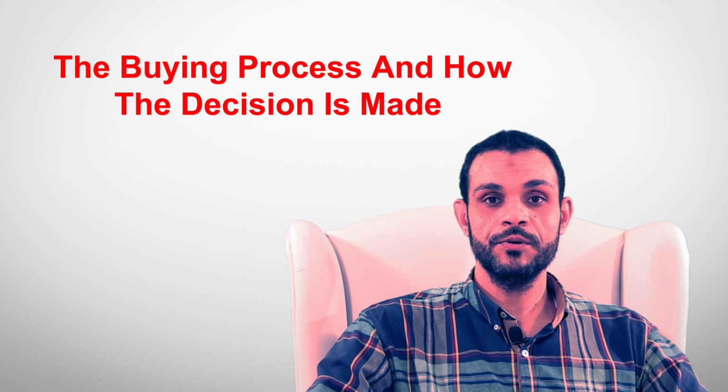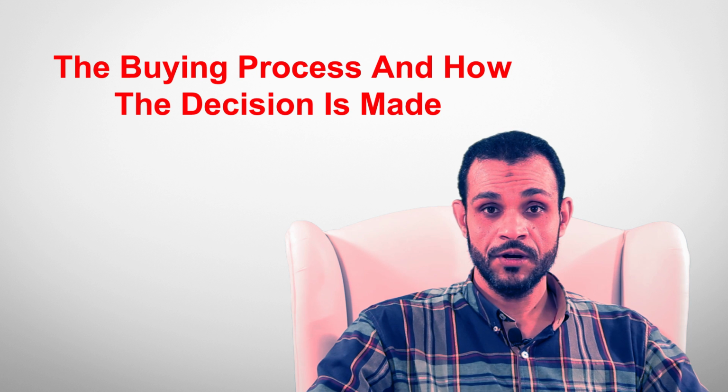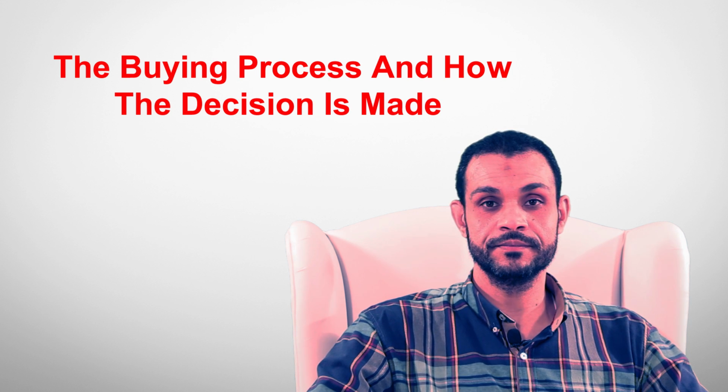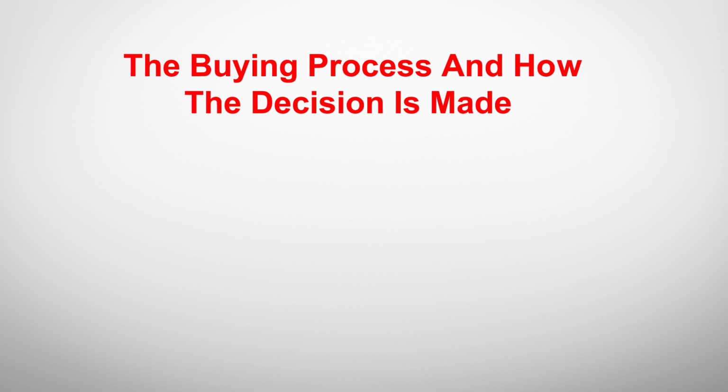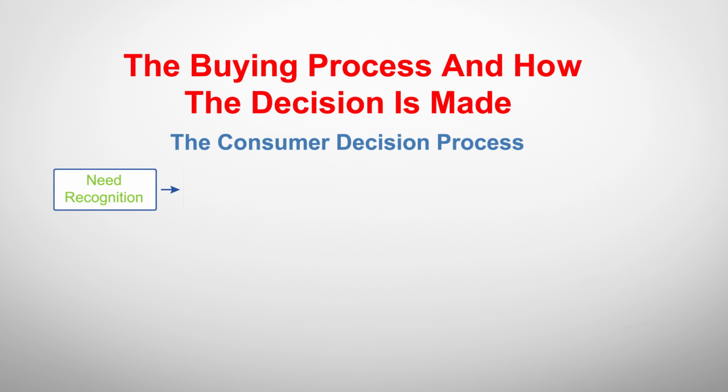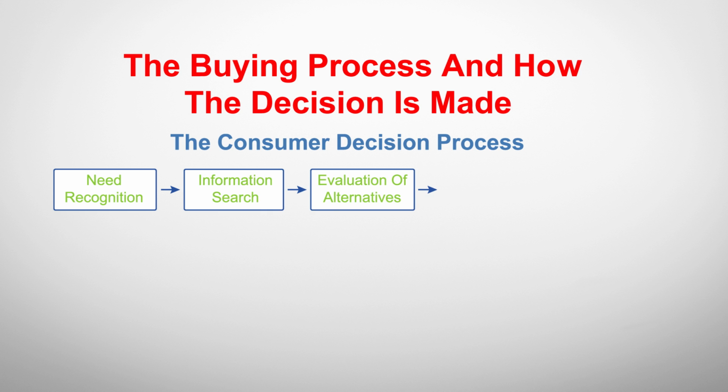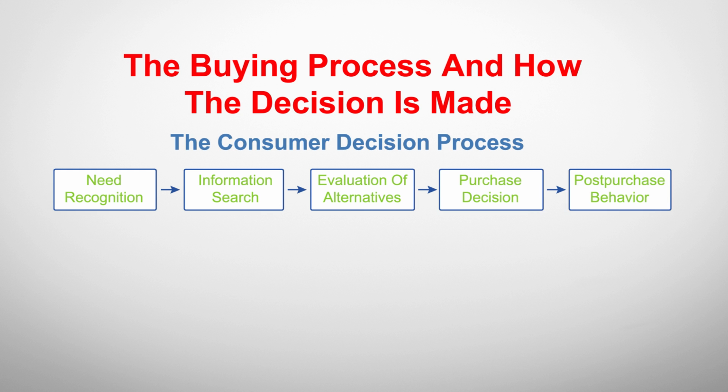Now to the third point of our discussion today, which is the buying process and how the decision of purchasing is made. We will start with the consumer decision process. That process starts with need recognition, then information search, then evaluation of alternatives, then purchase decision, then post-purchase behavior.